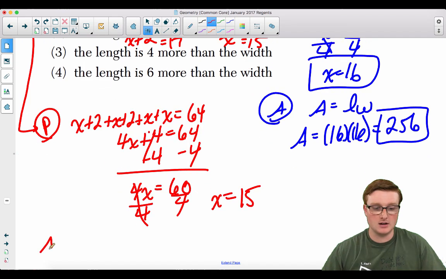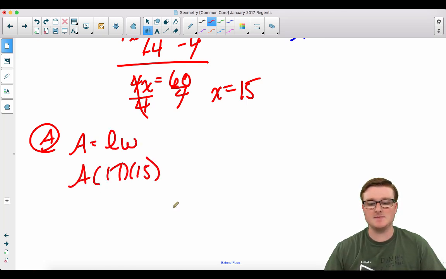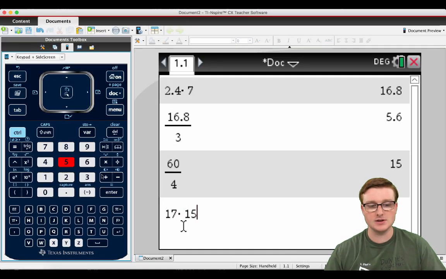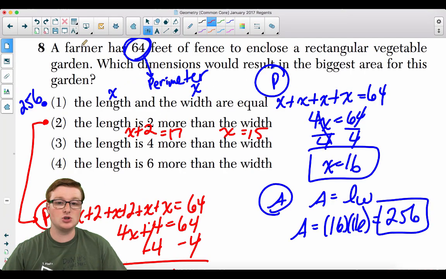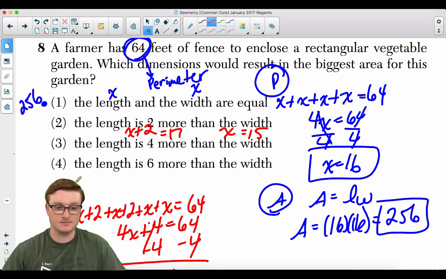Now the area, again, this time it's a rectangle. The area of a rectangle is still length times width. So the area is equal to 17 times 15. When you take 17 times 15 and you plug it into your calculator, you get 255. So the area of choice 2 is going to be 255.